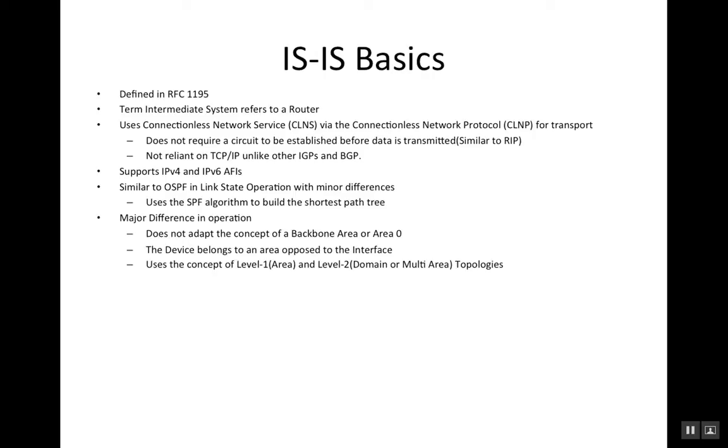It uses the concept of level 1 and level 2 topologies. That's one of the major differences: since there is no concept of backbone areas, ISIS uses a level approach. Level 1 is for intra-area routing, and level 2 is for domain or multi-area, inter-area routing. So if you have multiple areas, the circuit types or adjacencies that you would need are going to be dependent on what you want to do with your communication.